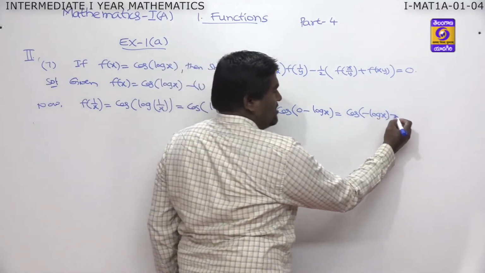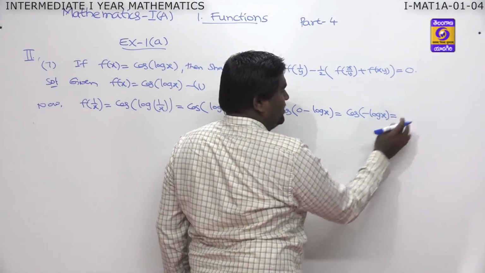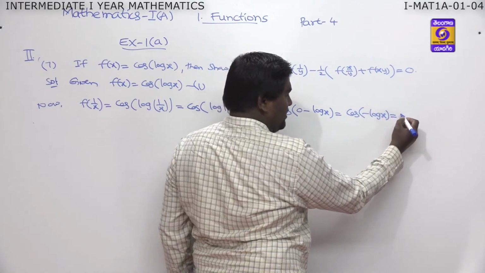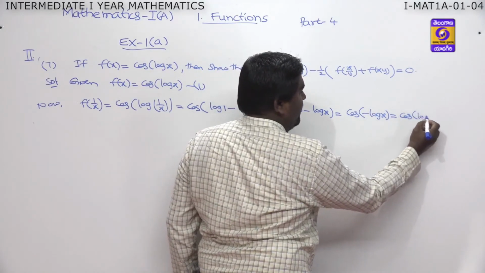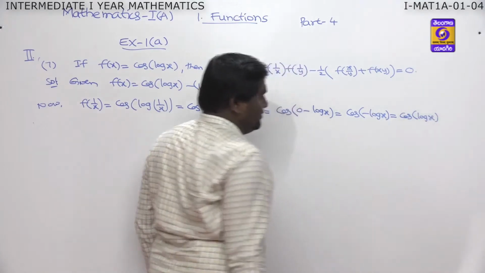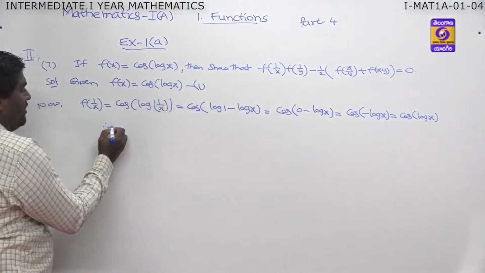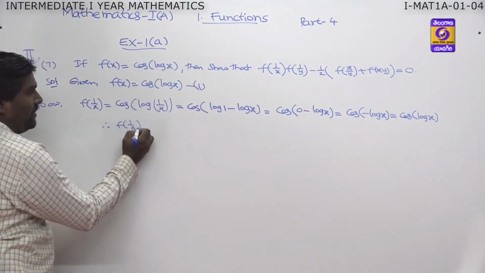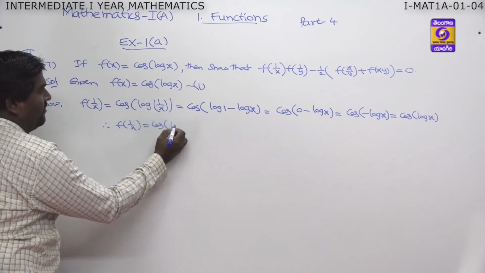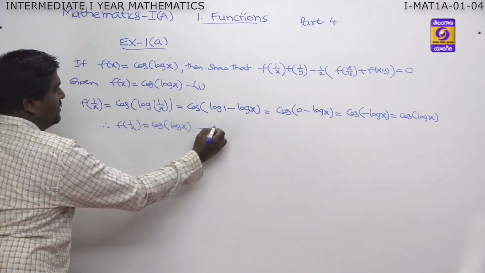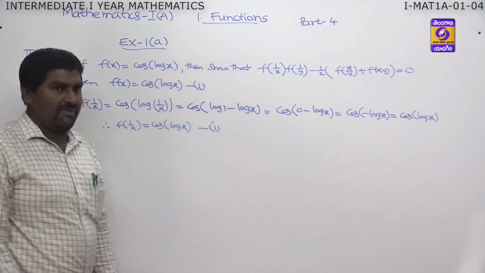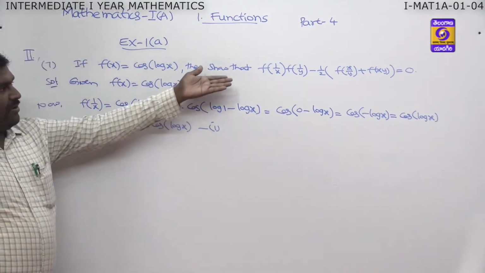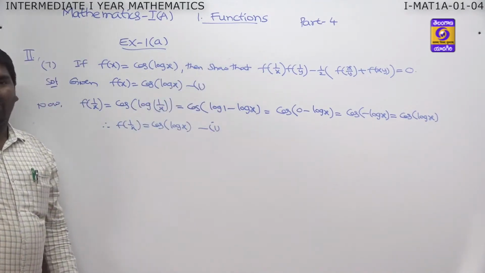Cos is an even function. So cos of minus x is plus cos x. So cos of log x. Therefore, our result is f of 1 by x is equal to cos of log x. Call it sum 2. Later, we have to find the value of f of 1 by y.